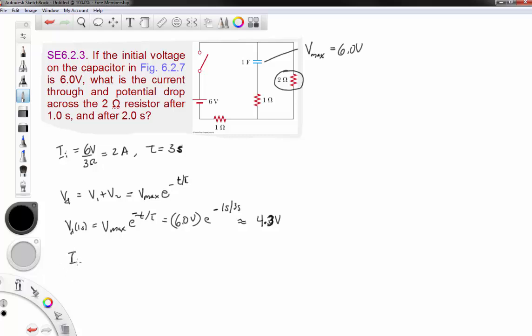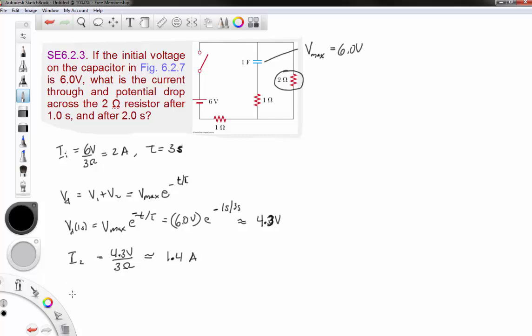So if I want the current through the 2 ohm resistor, I basically use the total resistance and I use the total voltage. So 4.3 volts divided by 3 ohms, and what that gives me is basically 1.43, or if we round off to 2 significant figures, 1.4 amps.